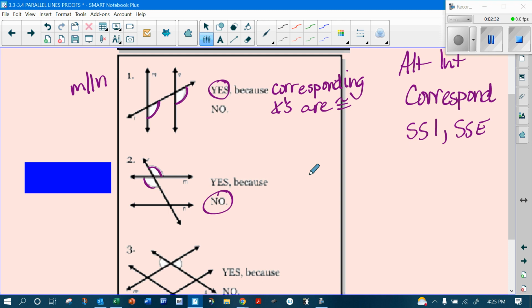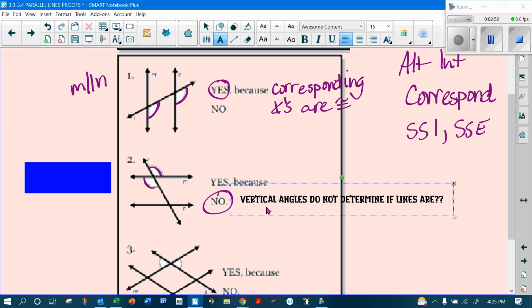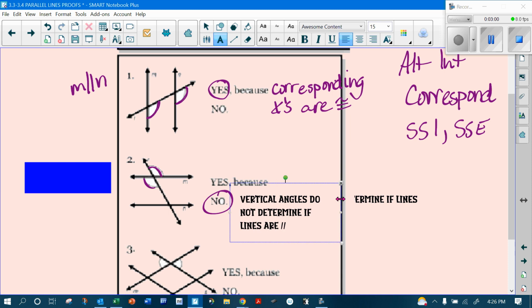And I'm going to type it because I can type it a lot neater. So no, vertical angles do not determine if lines are parallel.